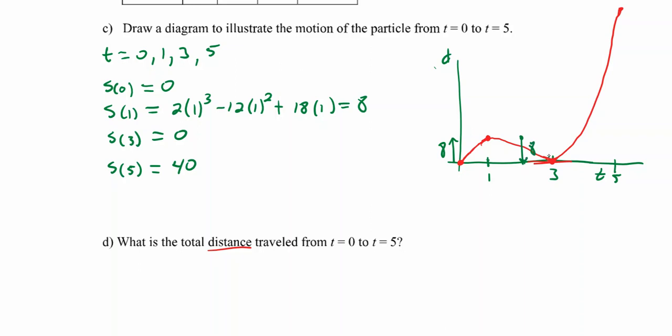But again, I don't care about the direction, so this is just 8 plus 8. And then from there, we knew that we went up, what was it, 40. Okay, well, that's just 8 plus 8 plus 40, which is equal to 56 meters.